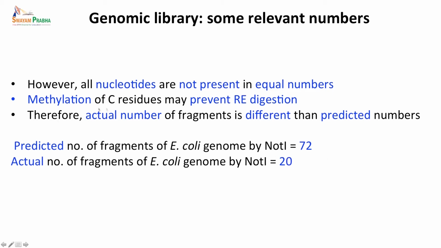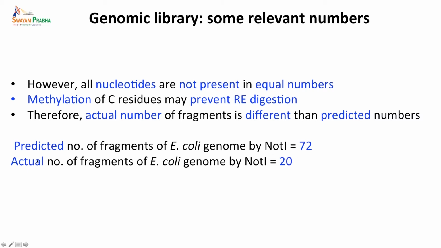Similarly, many restriction enzymes are methylation sensitive. So if there is methylation of C residues in the genome, then many sites, even if they are there, may not be digested by the restriction enzyme that you have chosen if it is sensitive to methylation. And because of these 2 points, the actual number of fragments that you generate from a genome is quite different from the predicted number of fragments for any given restriction enzyme.